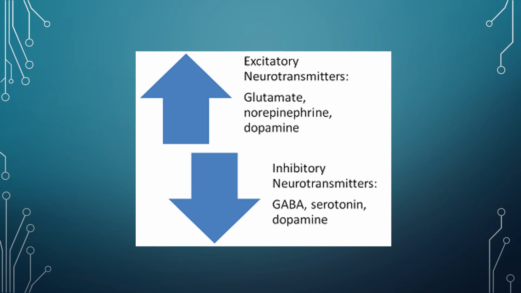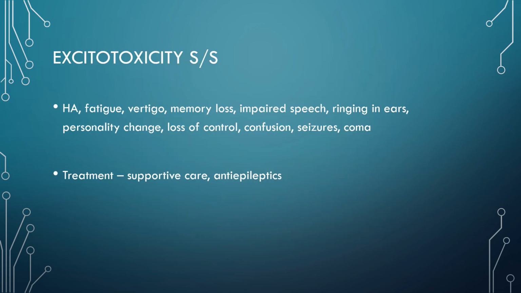This is just for your review or to refresh you. The neurotransmitters that are excitatory, that kick off transmission of impulses, are glutamate, norepinephrine, and dopamine. And those that inhibit are GABA. GABA is one of my favorites, the most calming, and then also serotonin is one of those feel-good hormones, and dopamine.